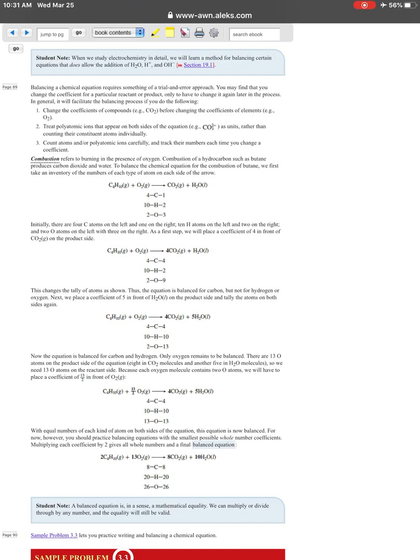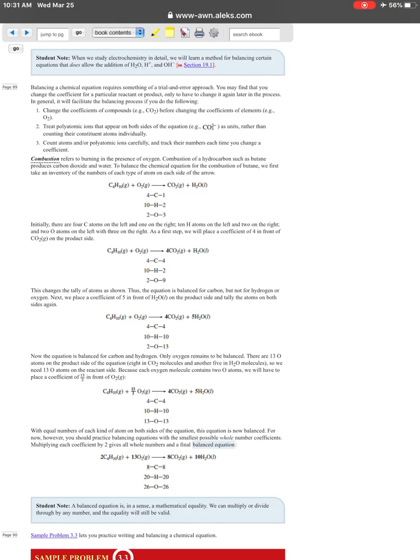For now, however, you should practice balancing equations with the smallest possible whole number of coefficients. Multiplying each coefficient by 2 gives all whole numbers and a final balanced equation. 2C4H10 gas plus 13 O2 gas yields 8 CO2 gas plus 10 H2O liquid. There are now 8 carbons on both sides, 20 hydrogens on both sides, 26 oxygens on both sides. Student note, a balanced equation is in a sense a mathematical equality. We can multiply or divide through by any number and the equality will still be valid.